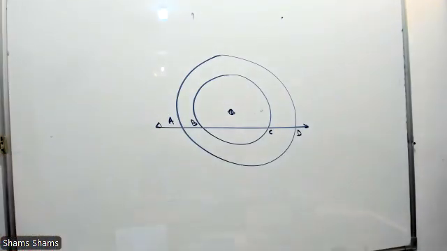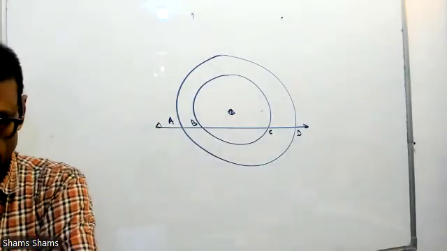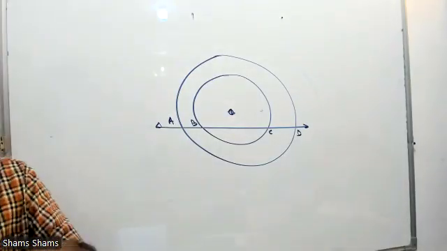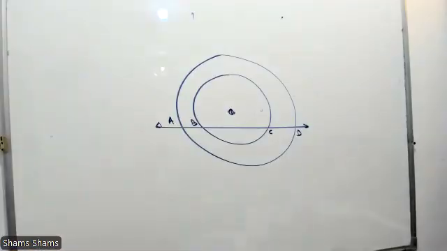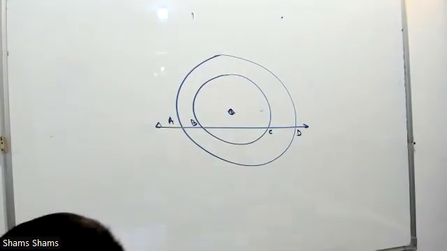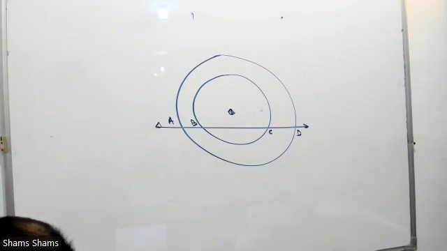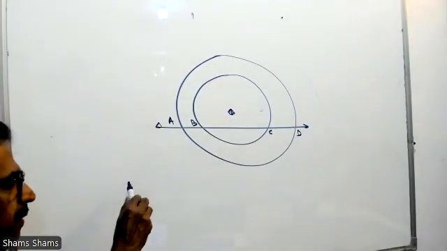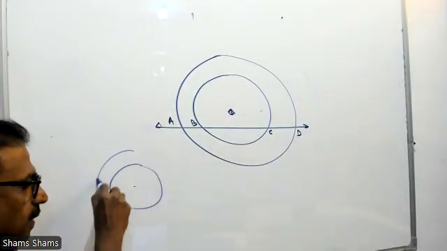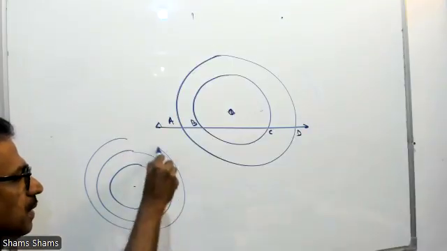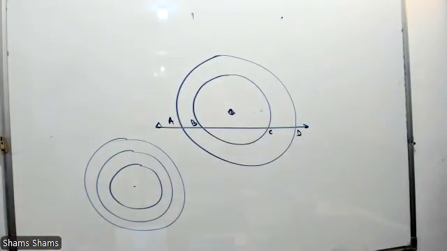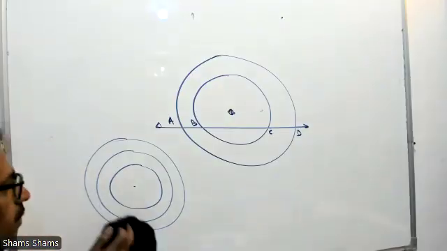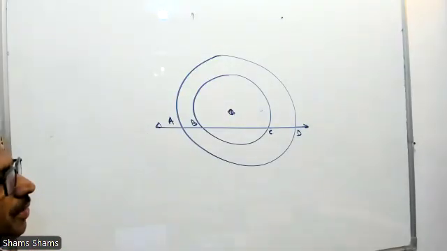What do you mean by concentric circles? Circles with the same center. You can draw many circles now, like one circle, another one. These are all called concentric circles, with the same center. Okay, we have shown that AB equal to CD.